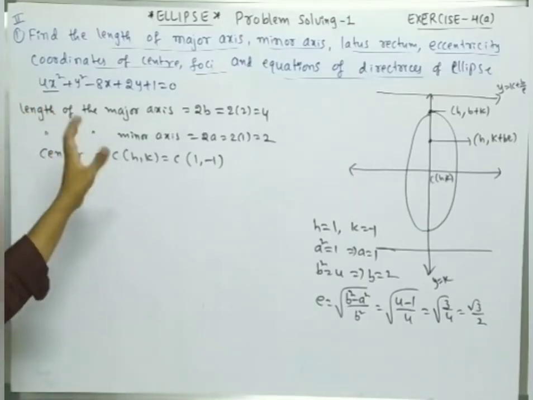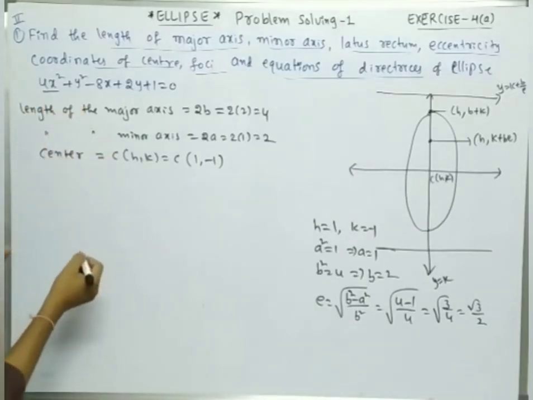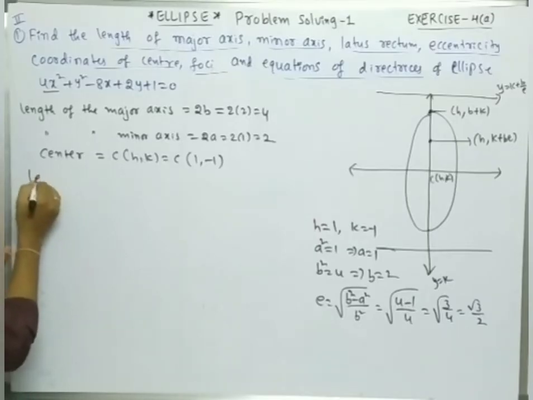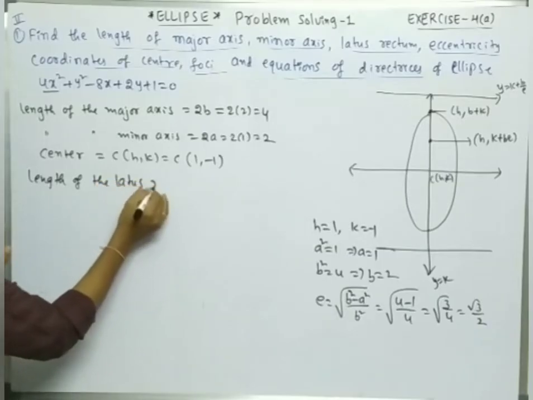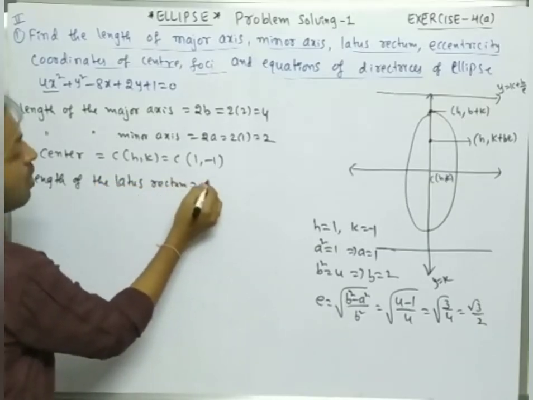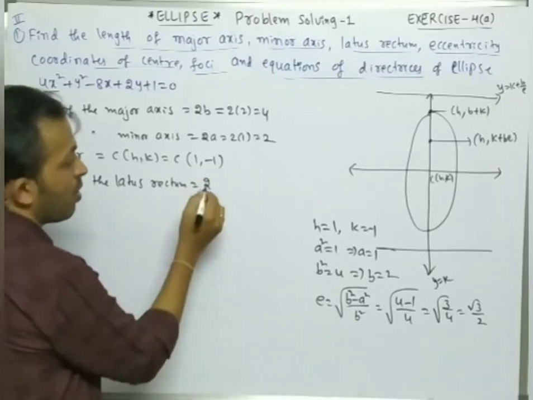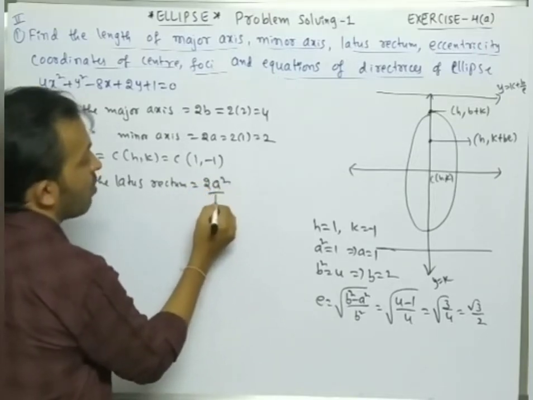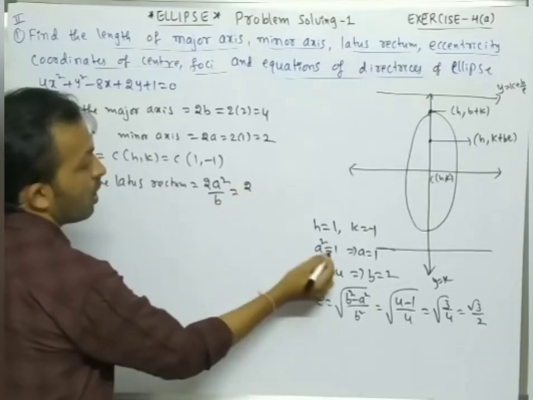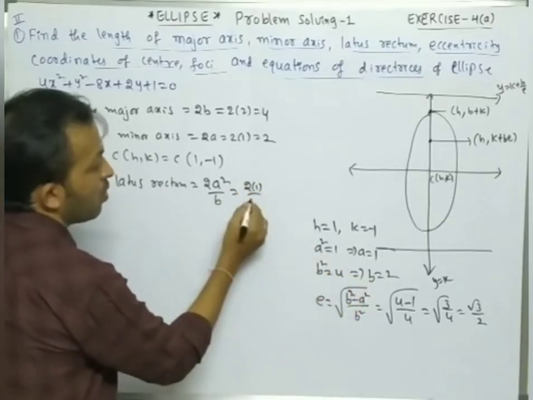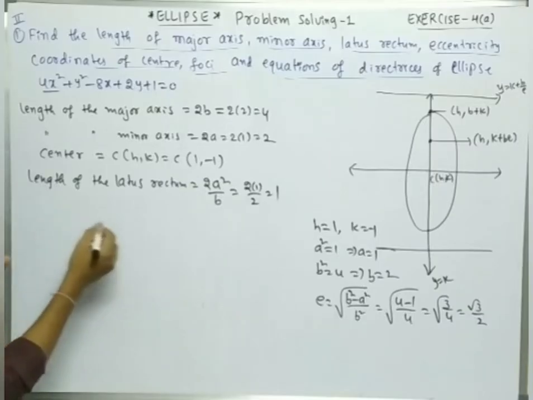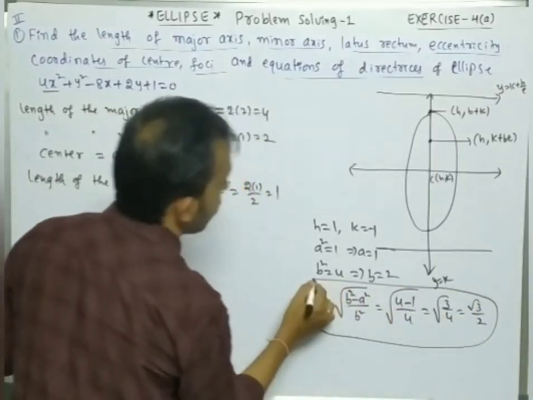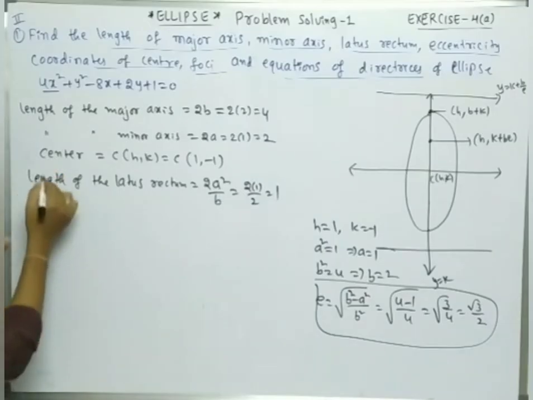So you have to remember all these formulas. That's why I am saying that formulas are very, very important. Next, length of the latus rectum. Formula, in standard form, that is 2b square by a. Here it is 2a square by b, that means 2 into a square, 1, by b, 2, so that is 1. Length of the latus rectum is 1. Next, eccentricity, already we found eccentricity, that is root 3 by 2. Next, coordinates of center completed.